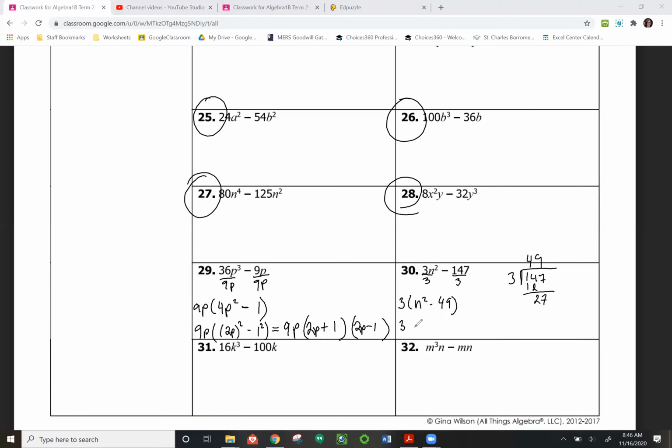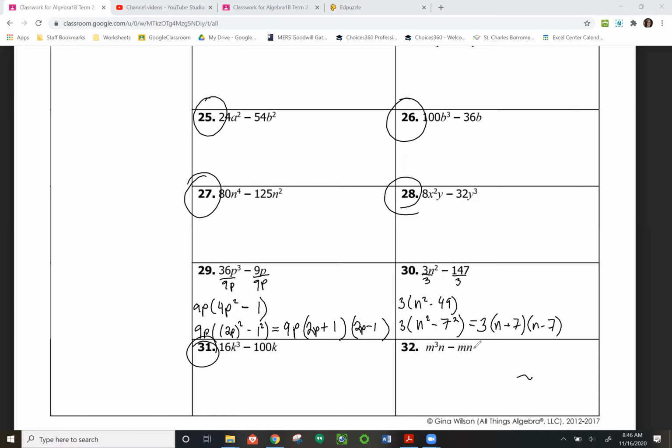So I'm going to go ahead and verify that I do have a difference of squares by rewriting 49 as 7 squared. Okay, and now that I have my difference of squares, I'm going to factor. So I still have my 3, and then I have n plus 7 times n minus 7. Okay, I'm going to let you guys do number 31. All right, and I'll do 32.